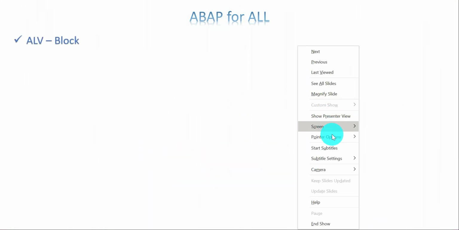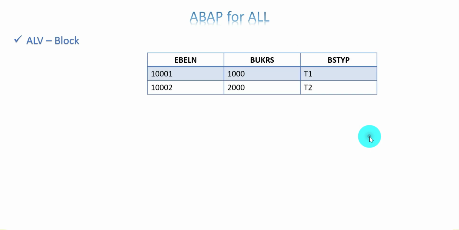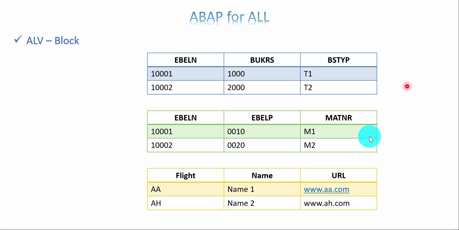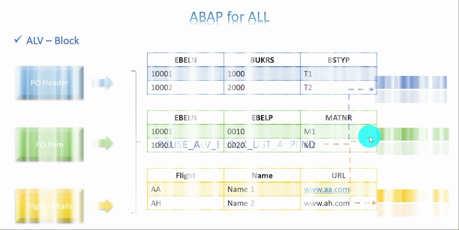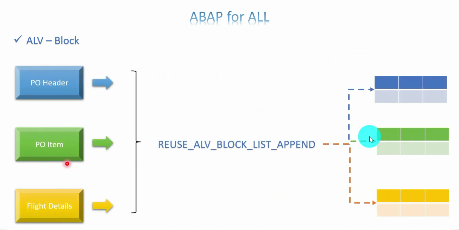So ALV block, the idea is I want to display three different blocks in the same page, three different ALVs in the same page. So consider this is block 1, block 2 and block 3. And there may be a connection between block 1 and block 2, or there may be an independent block as well. This is just a reference. So it's not always dependent blocks. You can have independent block. This is just a flight information directly from the SCAR table, and these are from AKKO and these are AKPO. So these are the three different blocks.